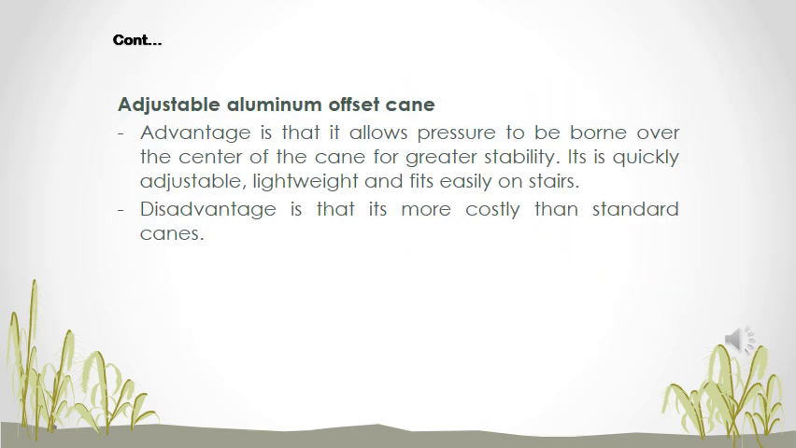So just in theory, how do you adjust an aluminium cane? The advantage is that it's quickly adjustable, it's lighter, and it's easier on stairs, like we said. But the point of support is slightly anterior. So, adjusting the aluminium cane, the advantage is that it allows pressure to be borne over the center of the cane, which gives you greater stability. It's quickly adjustable, lightweight, fits easily, but the disadvantage is that it's more costly than standard canes.